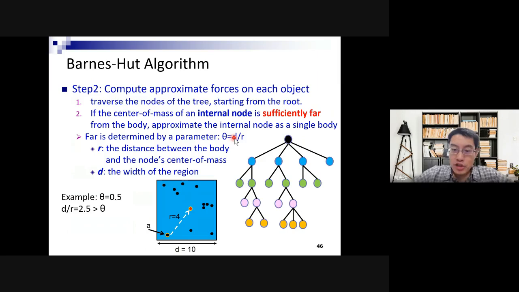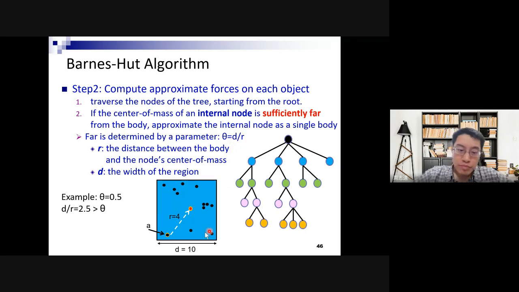So d is basically the diameter of that cluster. If d divided by r is small enough, because we want r to be as large as possible, then we approximate. That means we can treat the cluster as a single object, and we don't need to examine the force generated by the objects in that cluster one by one. So we can reduce the time complexity.